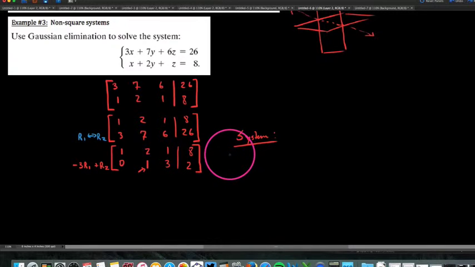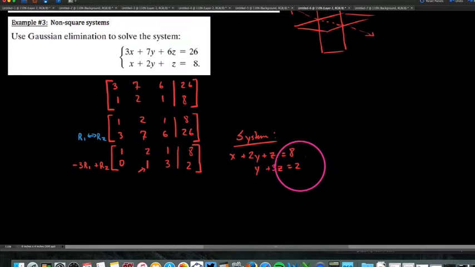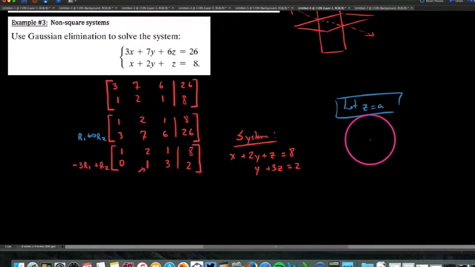And so if we have 3 variables, I'm going to assume they're x, y, and z. We have x plus 2y plus z in our first equation is 8. Our second equation becomes y plus 3z is equal to 2. And so looking at this, we're going to do very much the same thing that we did when we solved systems that were dependent, which this is a dependent system. But we're going to let one of our variables, most typically z is what I go for, equal a parameter a.